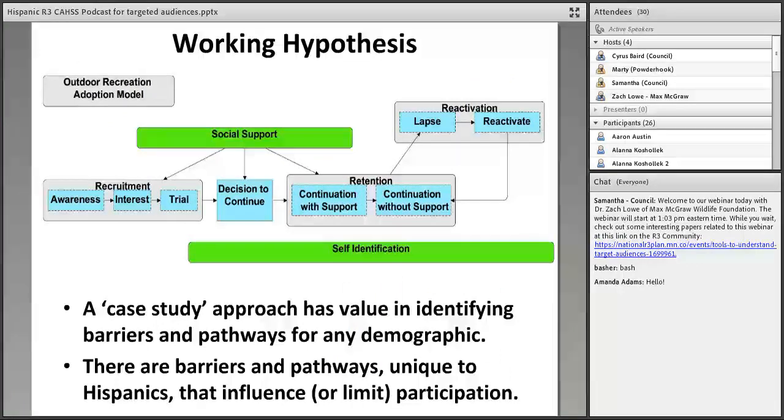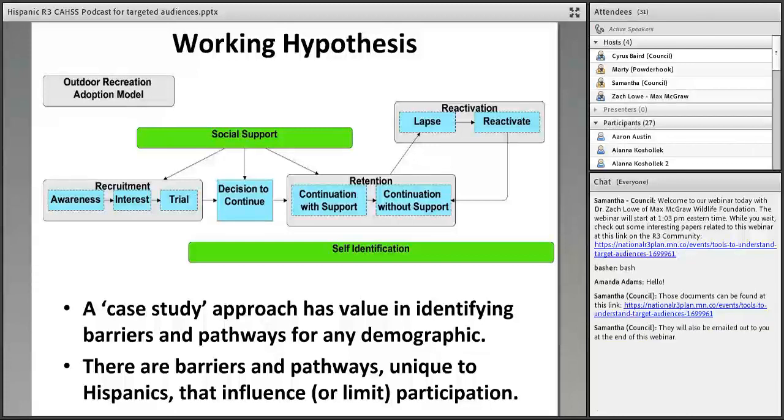So let's talk about our working hypothesis. As I said before, we really thought that the case study approach had real value to the R3 community, specifically in identifying what barriers might exist and the pathways that any demographic navigates through the adoption model. I also thought, from my experience and my conversations with those R3 coordinators, that maybe we were lacking some good examples of a case study approach to really point to and say, boy, this has shaped how R3 programming can be improved. So we just took this on as an 18-month initiative to run this study.